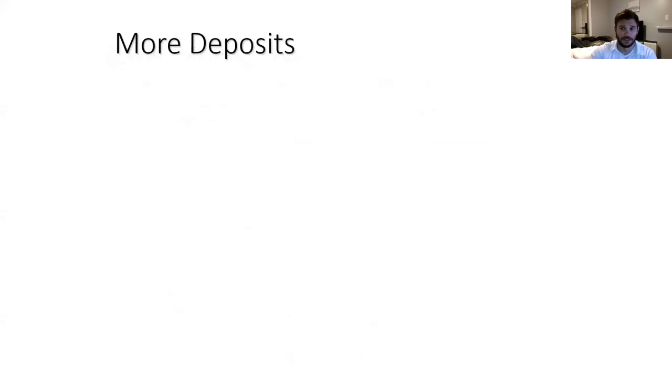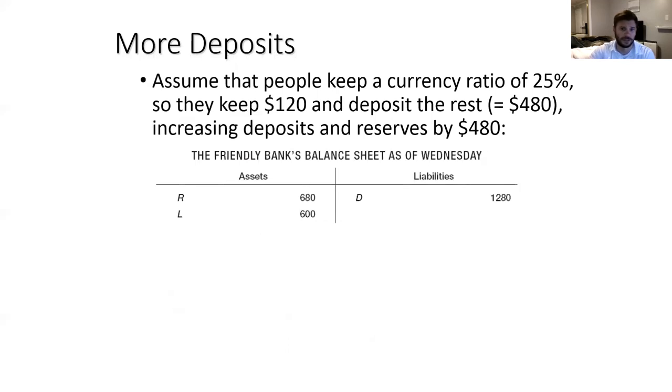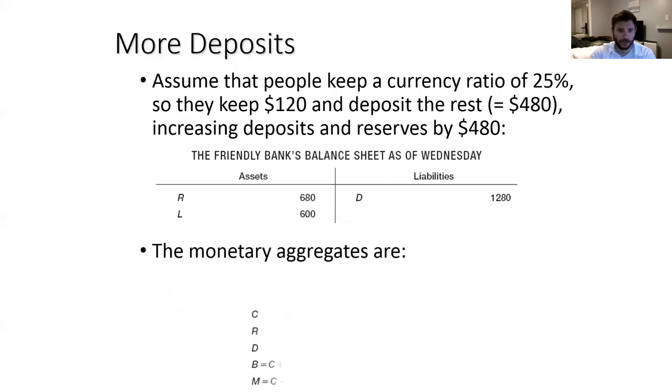Okay, now let's continue this a little bit further. Maintaining those currency and reserve to deposit ratios, let's assume consumers keep $120 of that $600 that was lent out, and then they put the rest back into the bank, pushing reserves up again by $480. So notice deposits now have gone up by another $480 from the original $800. And at this point, the money supply is up at $1,600. The base is still $1,000. Deposits have increased and reserves have also increased because we've now taken some of that currency that was loaned out and put it back in the bank.